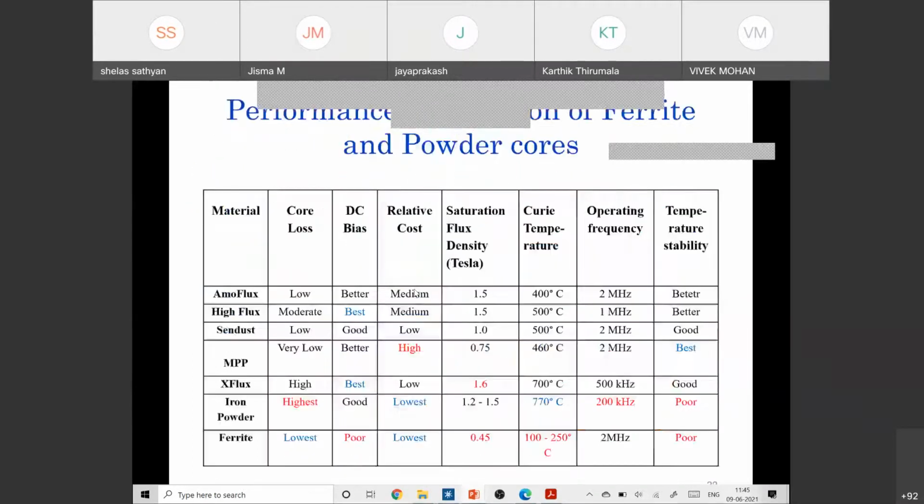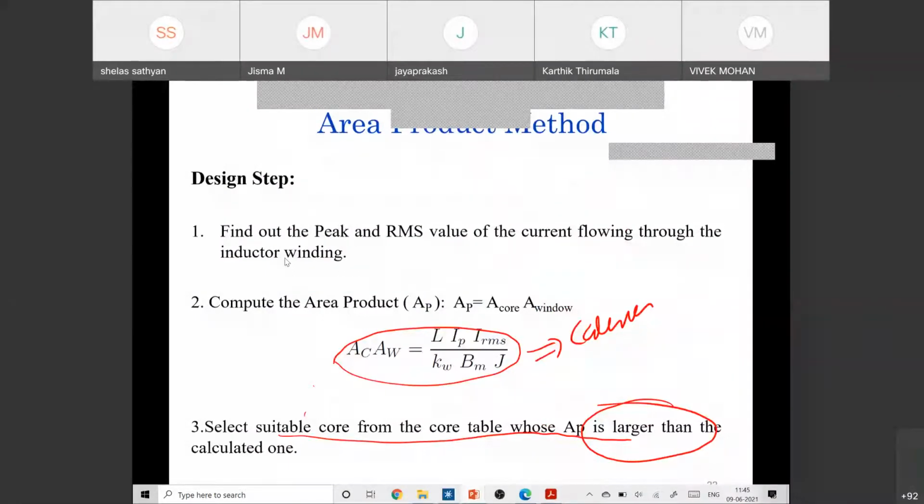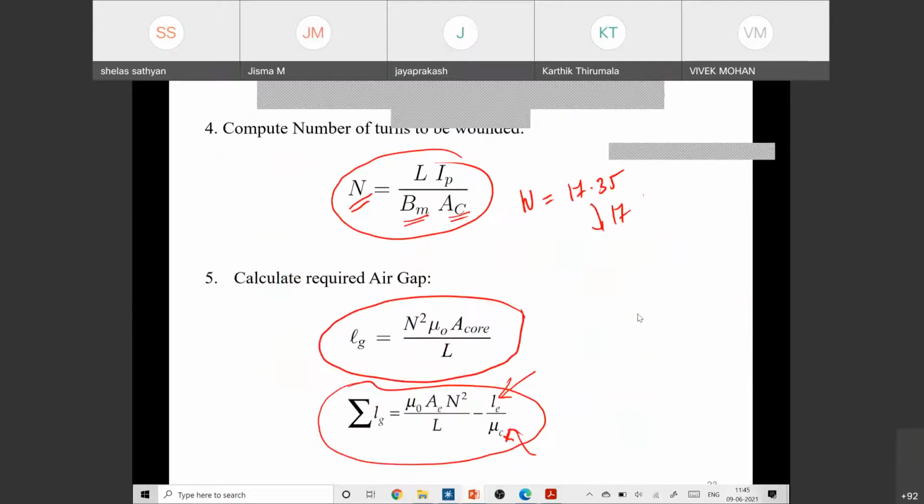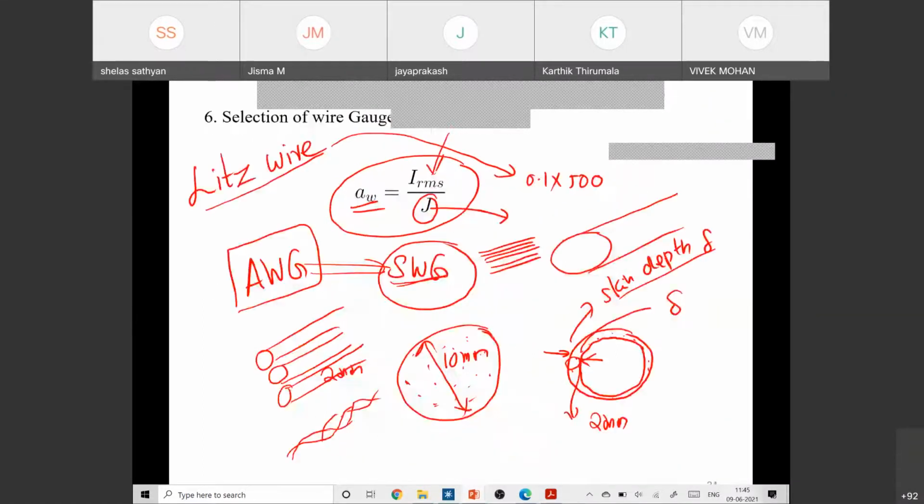I'm just briefing once again. Once you know the value of the inductance and the peak and RMS value of the current, the first step is to find out the area product. Once you find the area product, use the core table and find a core which has an area product larger than this. Then find out the number of turns of the core, and then calculate the air gap. Then select the conductor which needs to be wound. And you can also check the skin effect if you want.